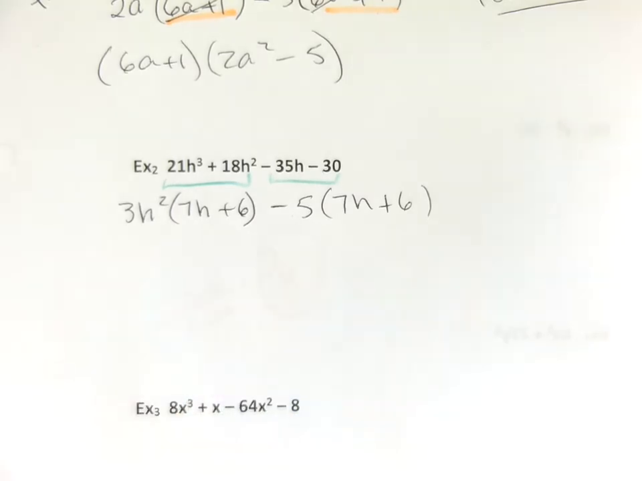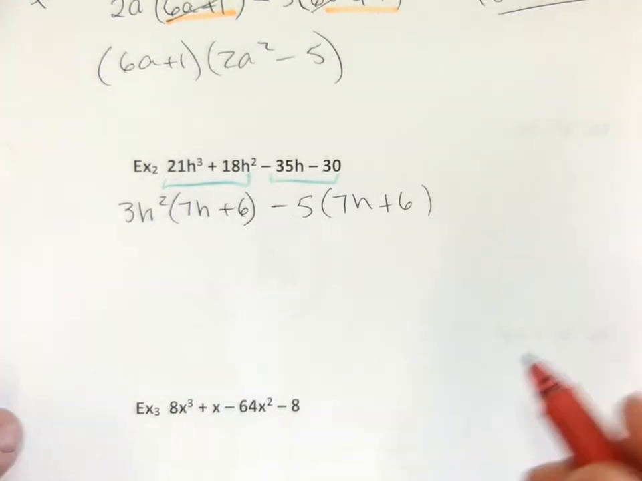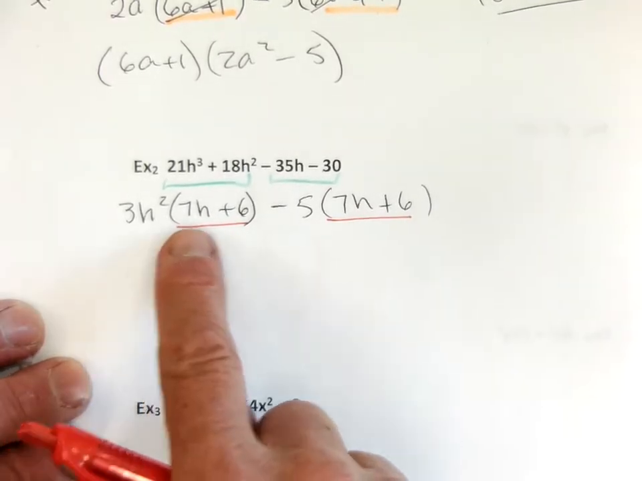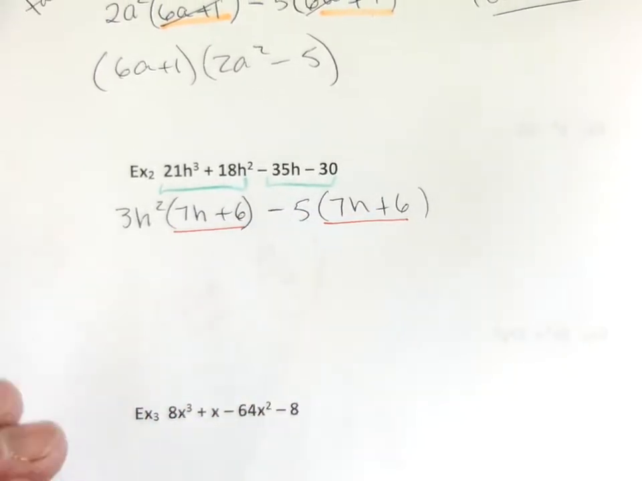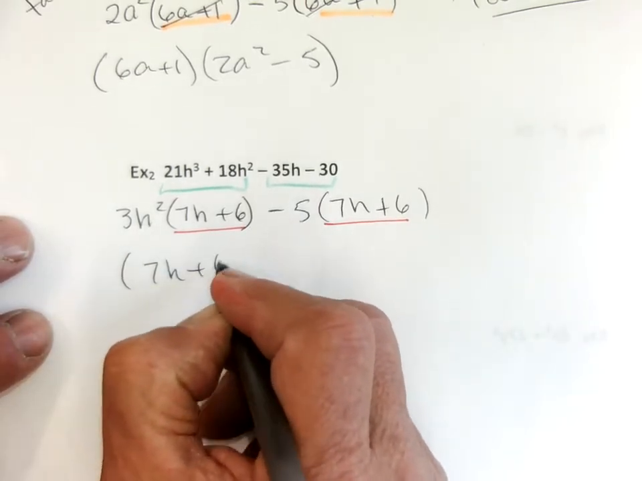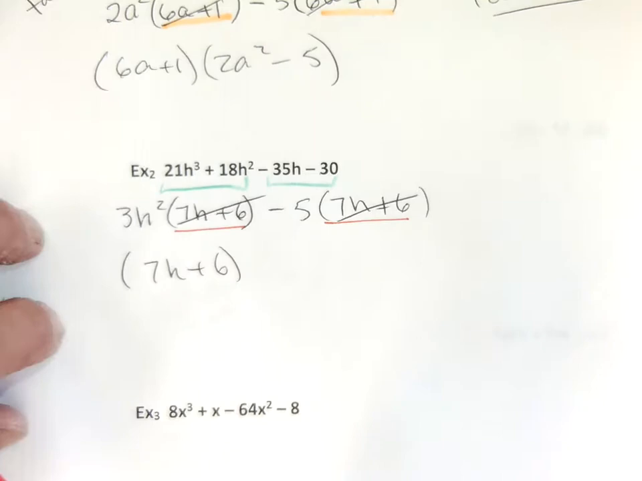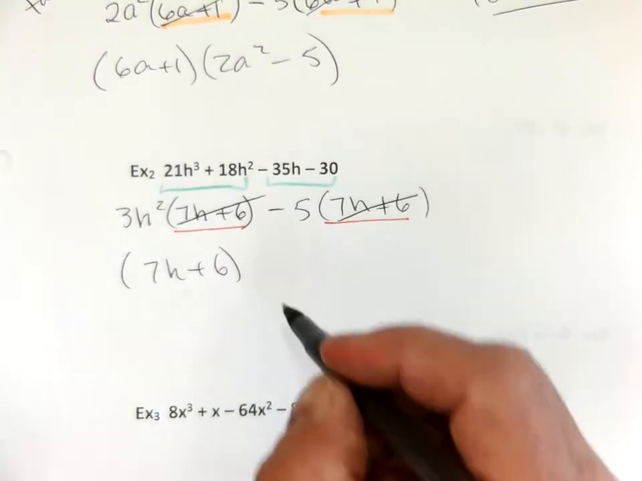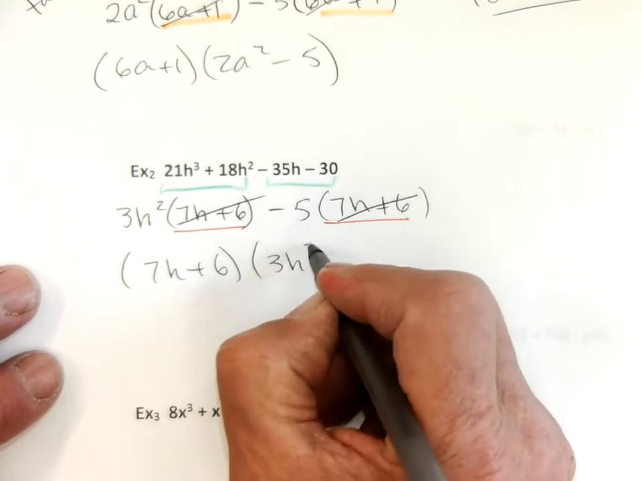So then, again, what I'm going to do is common factor. What do the two groups have in common? Yeah, they've got a parentheses 7h plus 6. So I take out what they have in common, and what's left over is 3h squared minus 5. Yeah, that's it. What do you think?